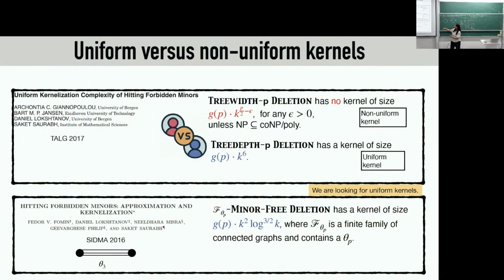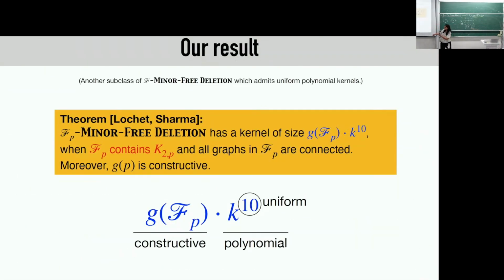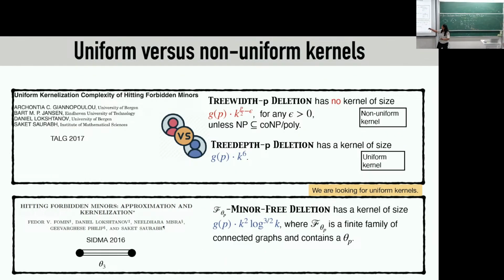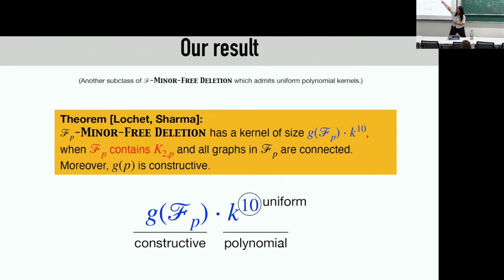Because if you want to look at the problem which is theta p minor free deletion, then you can also add a K2P to the family, because the solution is anyway avoiding a K2P, and if you're avoiding a K2P, then you can use our theorem. Okay, but yes, just a subdivision, why things don't work, I will talk about it when I come to the technical part. I get it now.